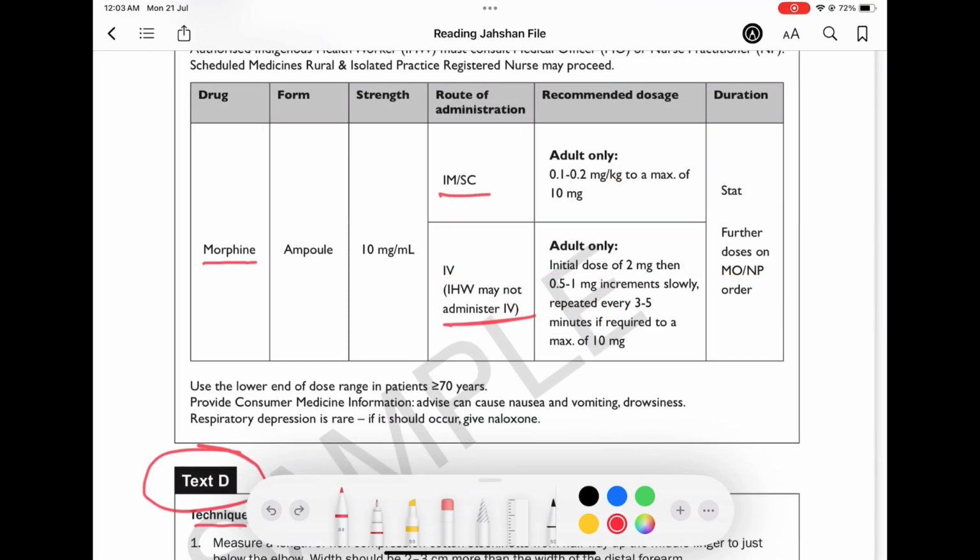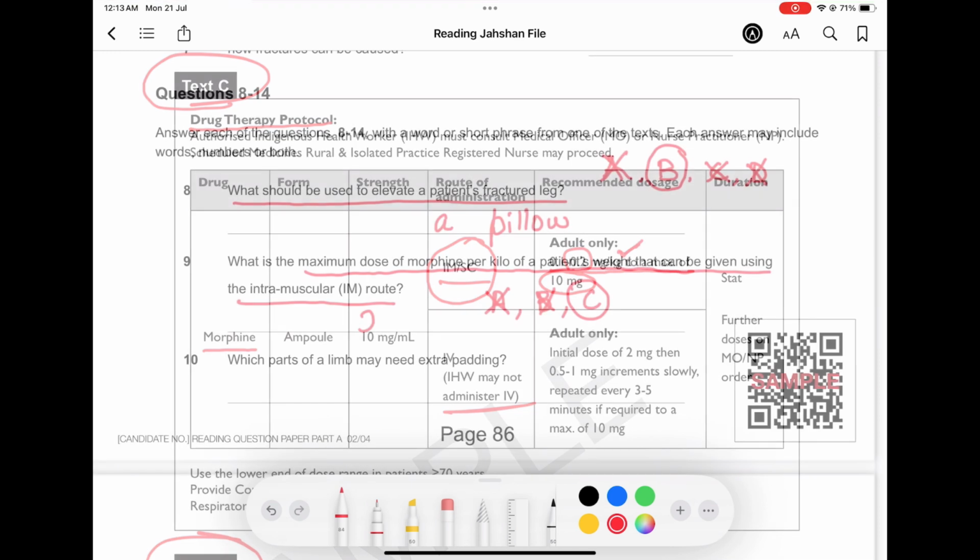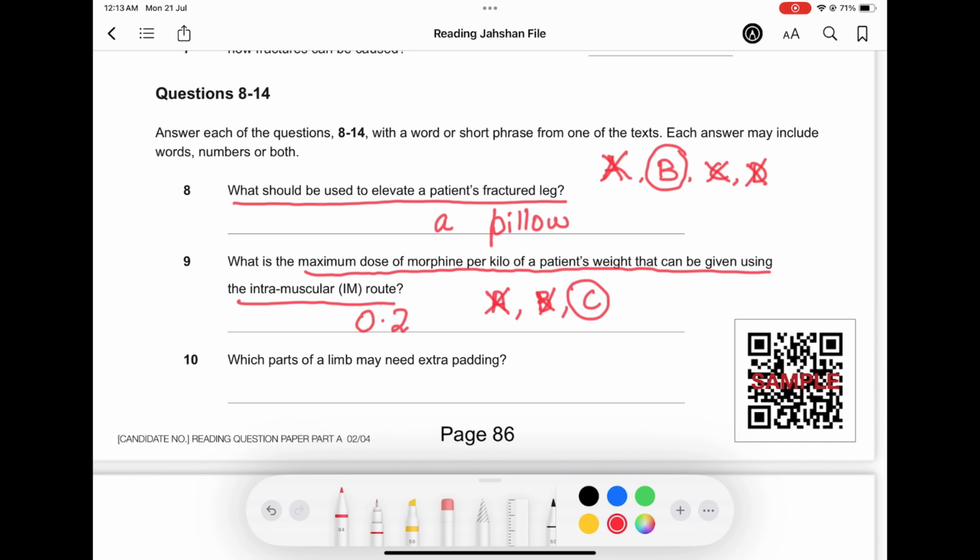The trick in the question is that they are asking about the maximum dose per kg by the intramuscular route. So it is 0.1 to 0.2. Of course the maximum is 10 milligrams, but it's not up to the kgs. So regarding the kg, it is 0.2 milligram per kg, which is the maximum dose. So that is why our answer is 0.2 milligram per kg maximum.